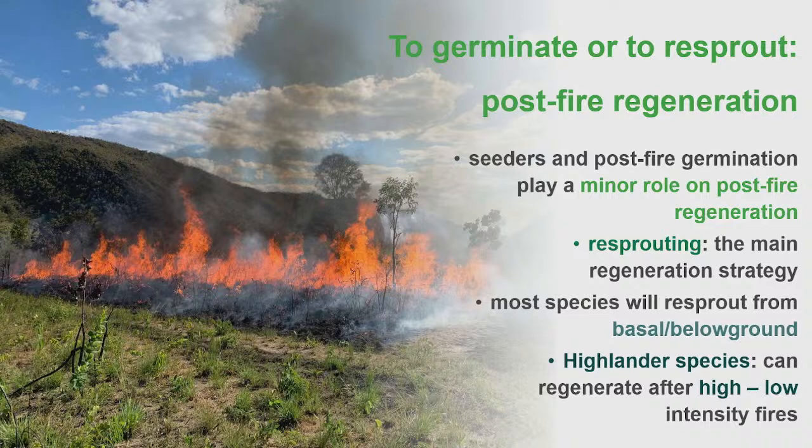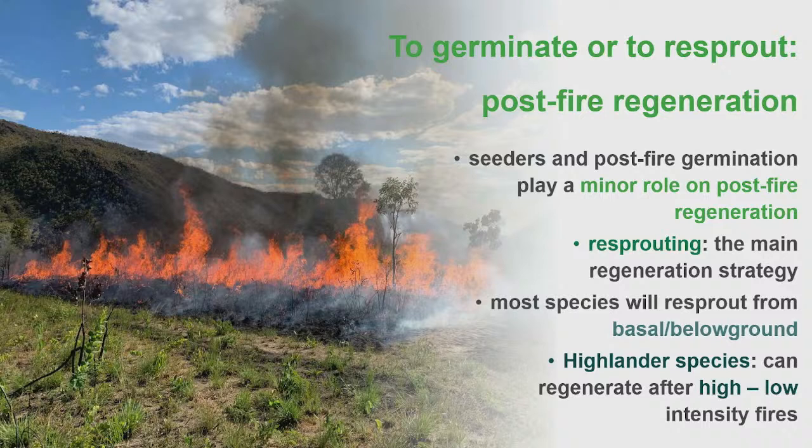So seeders and germination play a minor role in our system. We don't know what triggers it. This year I know that something triggered germination in the system. I think it was because rain was a little bit later this year, but we are not sure about that. So we're still trying to figure out what triggers germination after fire in our plants. It's very complex.